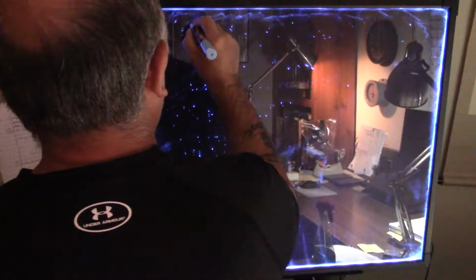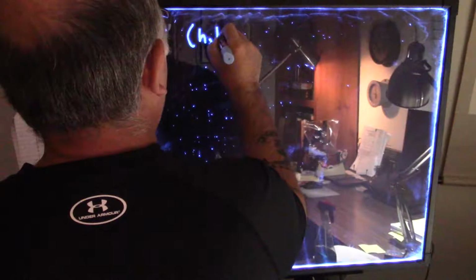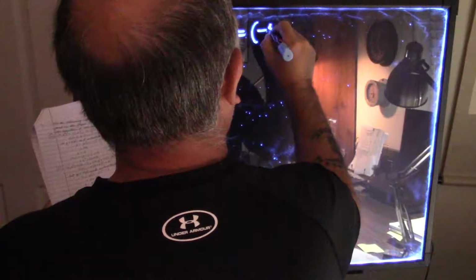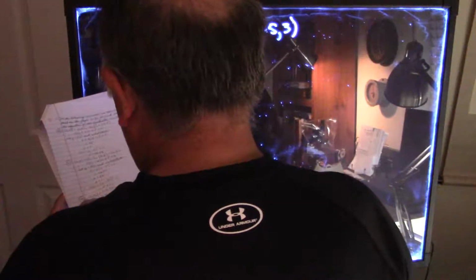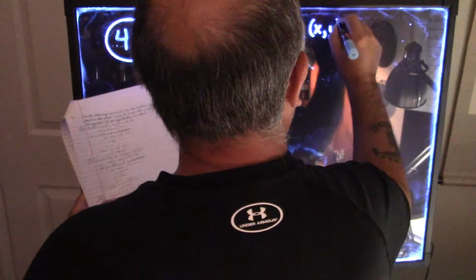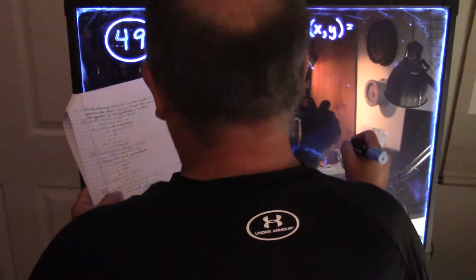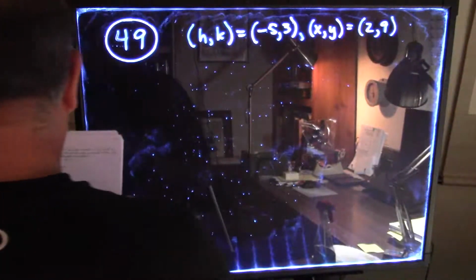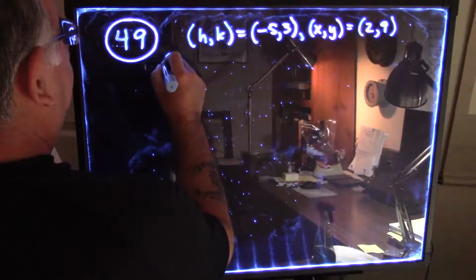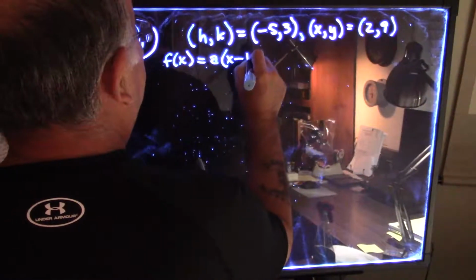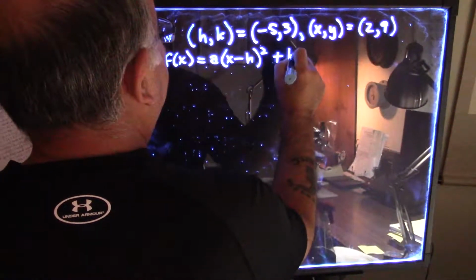Number 49, we have (h, k) equal to (-5, 3), and a point on the graph (x, y) equals (2, 9). So our standard form: f of x equals a times the quantity x minus h squared plus k.